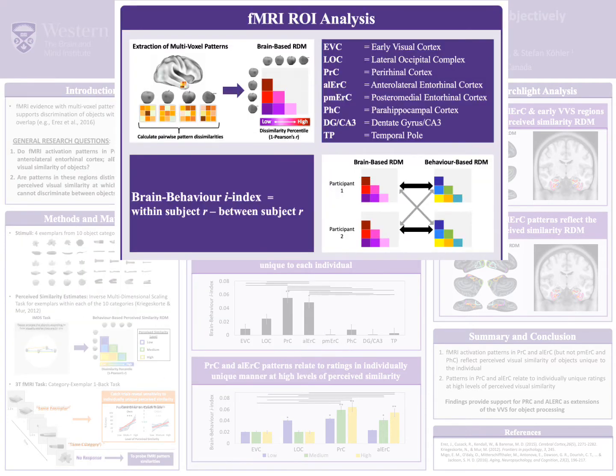To analyze the functional data, from each ROI we extracted the mean activation pattern from the 24 no-response presentations of each exemplar. The 6 pairwise pattern dissimilarities between the 4 objects in a category were used to compute the brain-based representational dissimilarity matrix. The metric that we present here is the Brain Behavior I-Index, which is calculated by subtracting the between-subject brain behavior correlation from the within-subject.